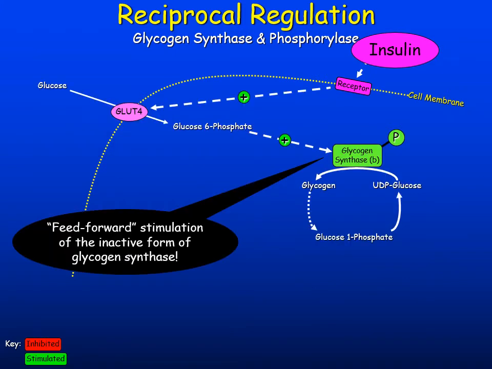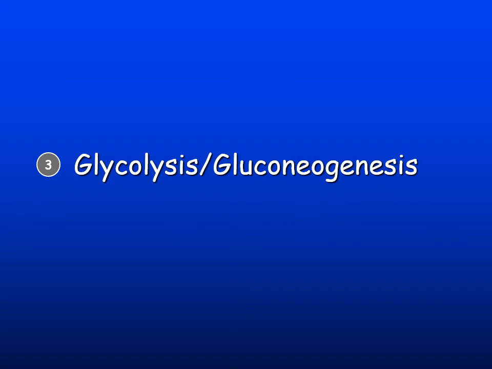And here's one other effect of insulin, just to add to the mix. We've already described how insulin causes GLUT4 transporters to migrate to the cell membrane so that they're actively pulling glucose into the cell. Well, it just so happens that that glucose, once it's phosphorylated, is quite a potent stimulator of the inactive form of glycogen synthase. So that is, even when glycogen synthase is phosphorylated, if there's enough of this substrate kicking around, it'll activate that enzyme. So it's a kind of feed-forward stimulation of the inactive form of glycogen synthase. Okay, so that was the glycogen story.